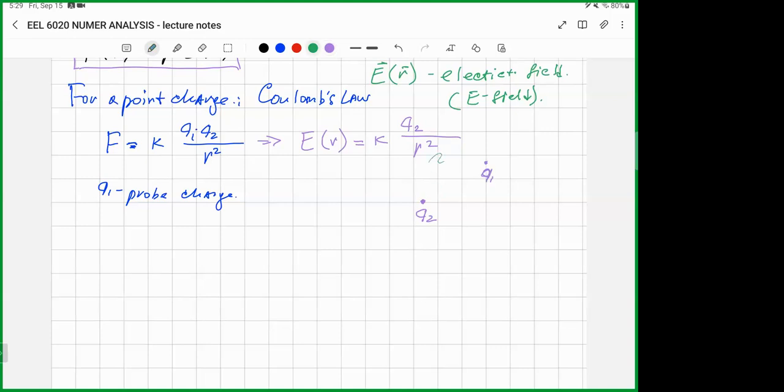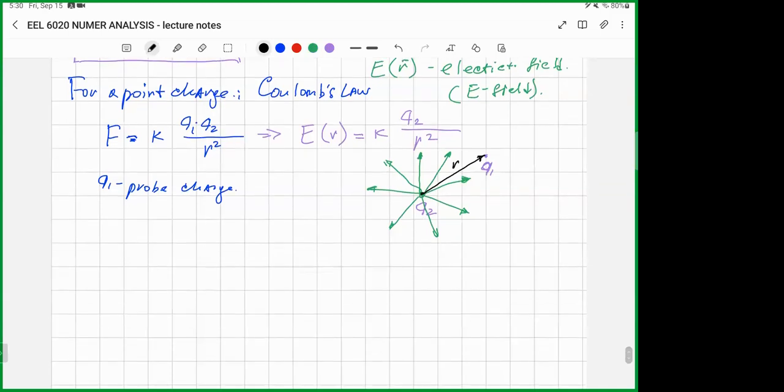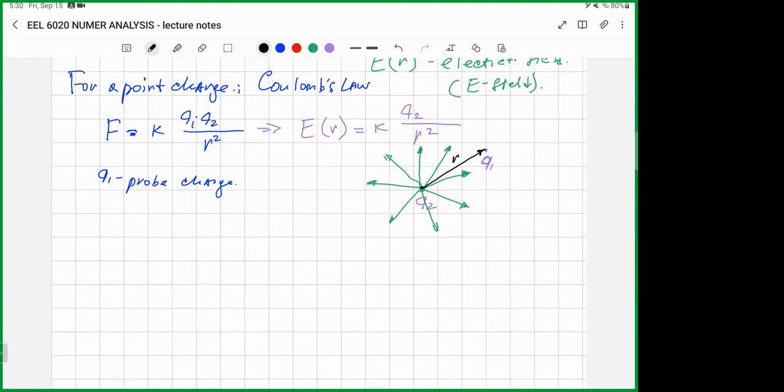This Q2 creates the electric field, and if the charge is a point charge, then it's spherically symmetric, and it creates a spherically symmetric distribution of electric field. The distance, this r in the formula, is this distance over here. Of course the second charge, the probing charge, also creates an electric field, and the actual field distribution in the system will be the sum, the contribution from both.